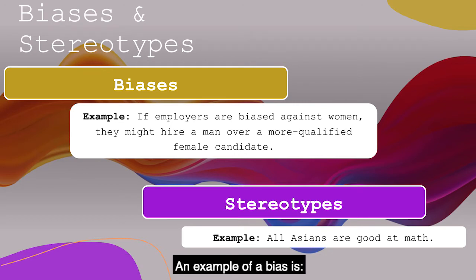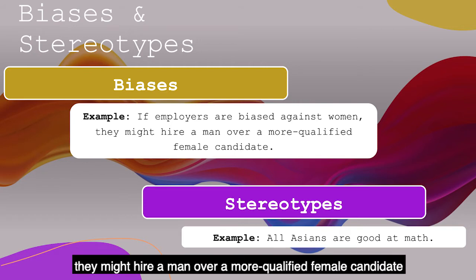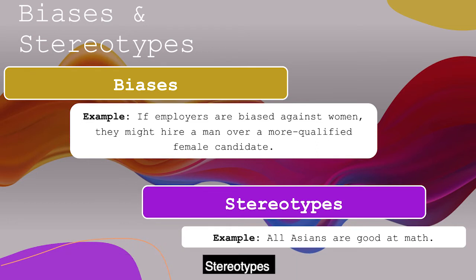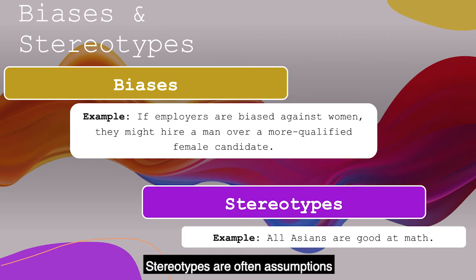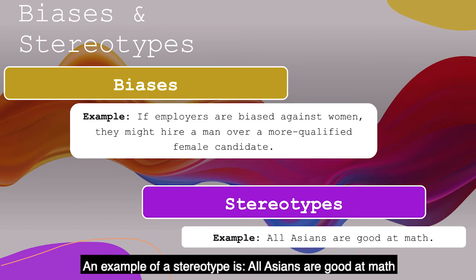An example of a bias is if employers are biased against women, they might hire a man over a more qualified female candidate. Stereotypes refer to making generalizations about an individual based on their group identity. Stereotypes are often assumptions. An example of a stereotype is, all Asians are good at math.